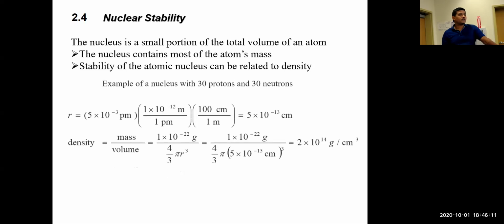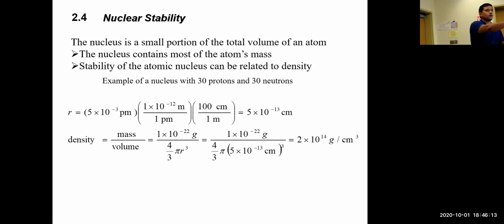Let's take an example of an atom with 30 protons and 30 neutrons. The radius of the nucleus of the atom with 30 protons is 5 times 10 to the power of -3 picometers. If you convert that into centimeters by using the picometer, meter and centimeter conversion factors, you get 5 times 10 to the power of -13 centimeters.